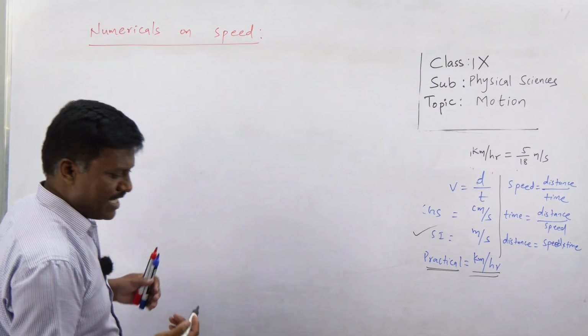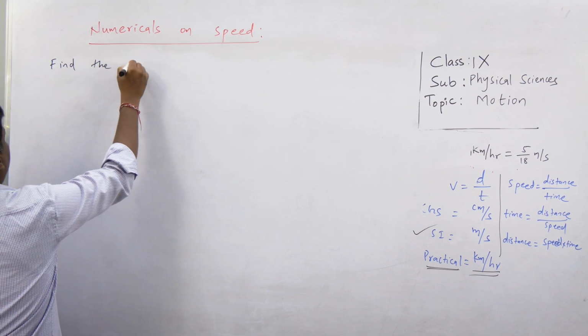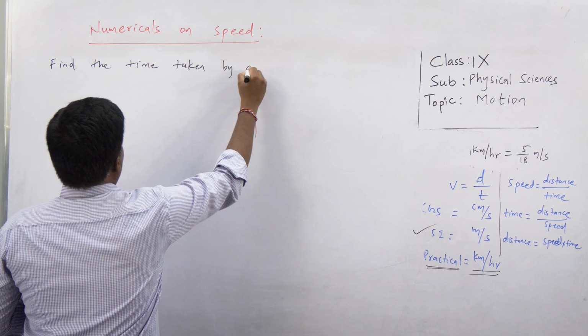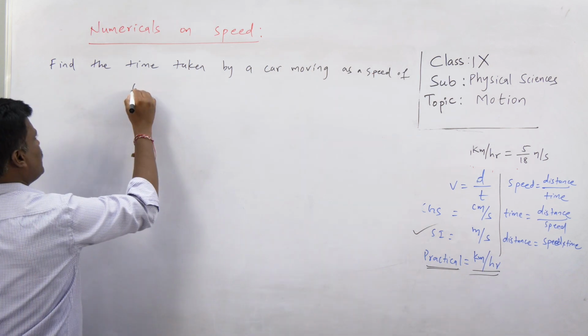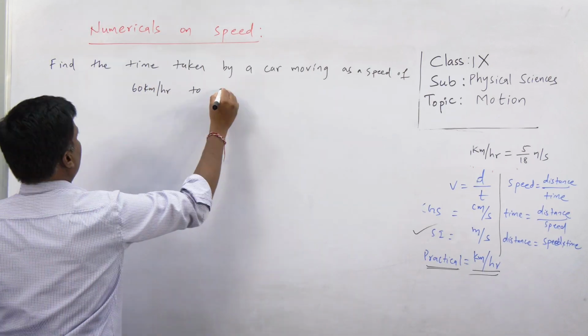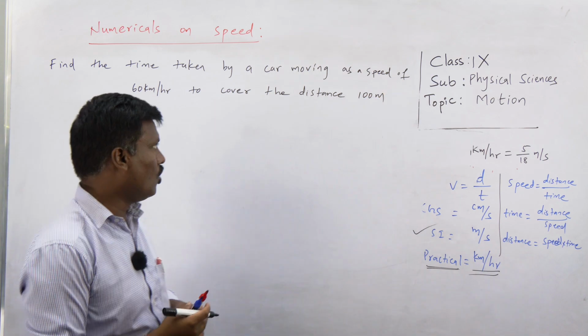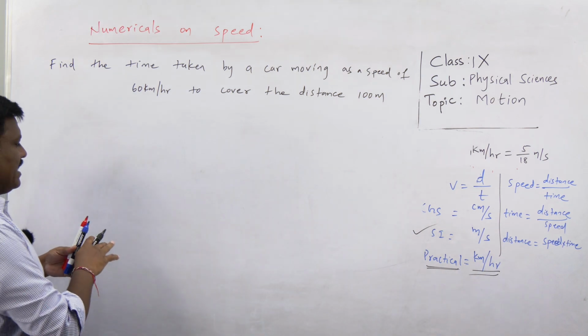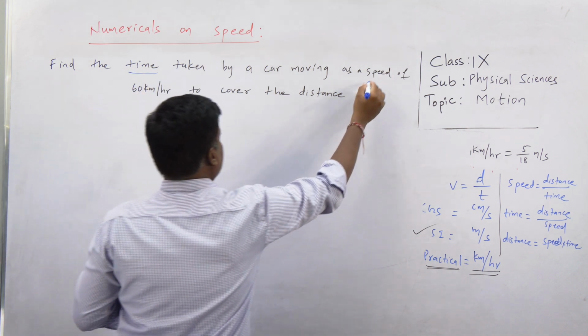Now we will discuss another problem related to speed. Find the time taken by a car moving at a speed of 60 kilometer per hour to cover the distance of 100 meters. What do we have to calculate in this problem? In this problem we have to calculate time. What is given? Speed is given.